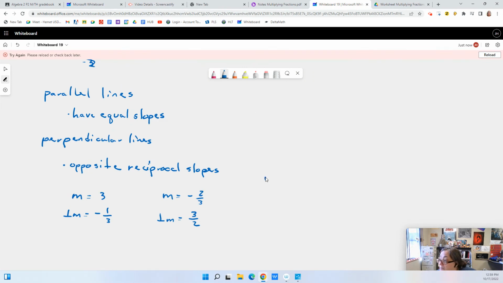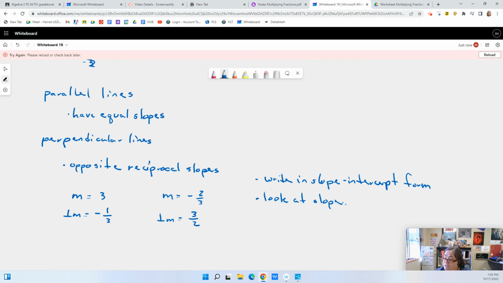That's all you have to do when it asks you if they're parallel, perpendicular, or neither. Write into slope intercept form, and then look at the slope. And what's the slope? It's whatever's in front of that X. If you write them in slope intercept form, all you have to do is look at the slopes and you can tell whether they're parallel, perpendicular, or neither.